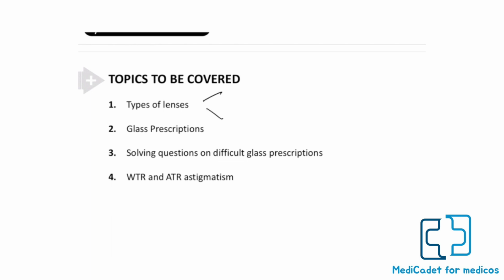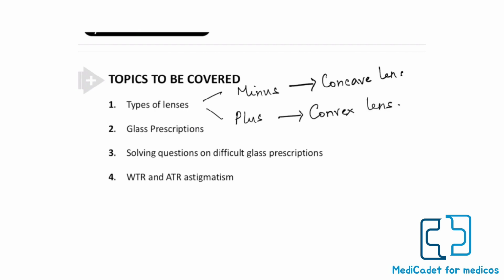So obviously you will have either a minus lens or a plus lens, correct? So what is a minus lens? A minus lens is called a concave lens, and a plus lens is called a convex lens. A minus lens is a concave lens and a plus lens is a convex lens, right?